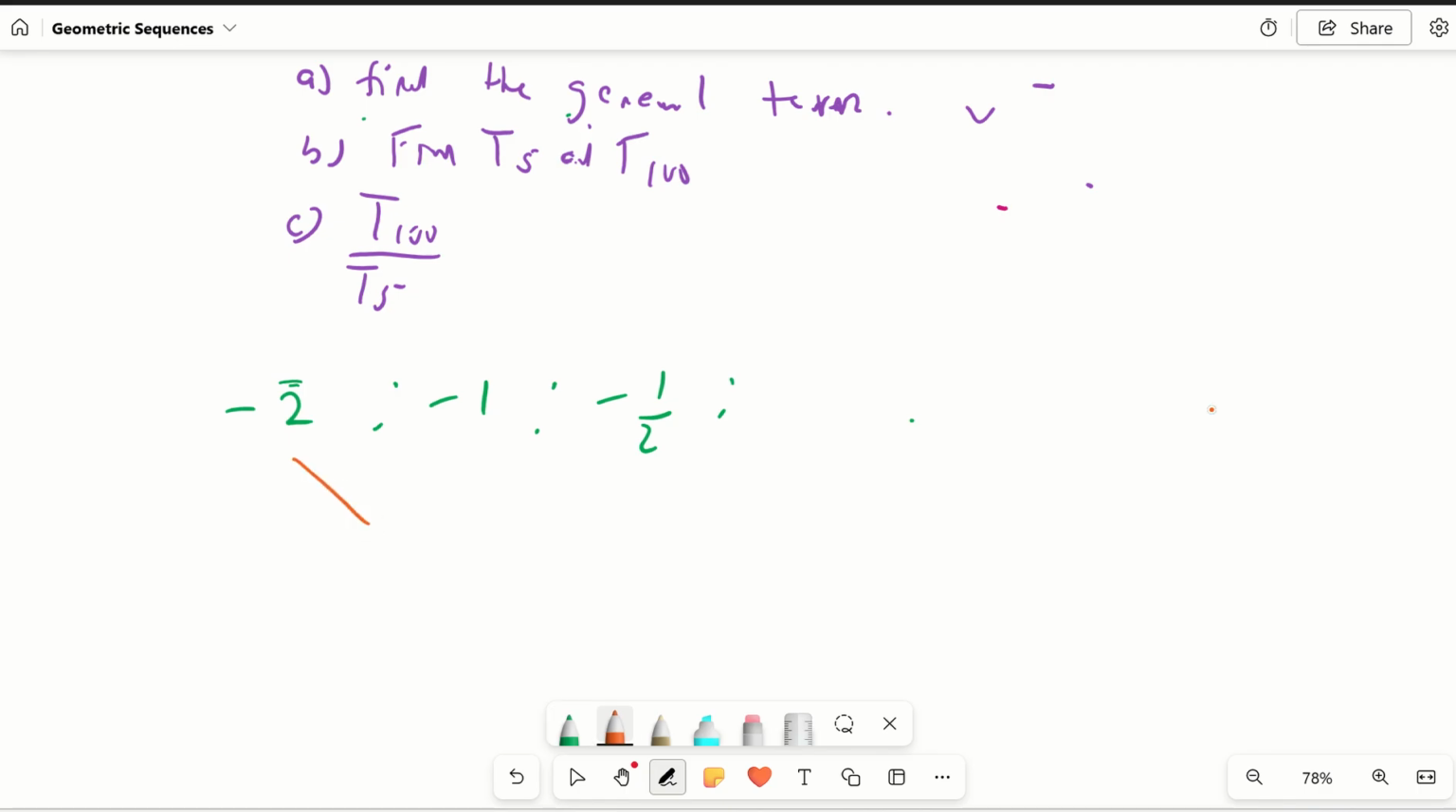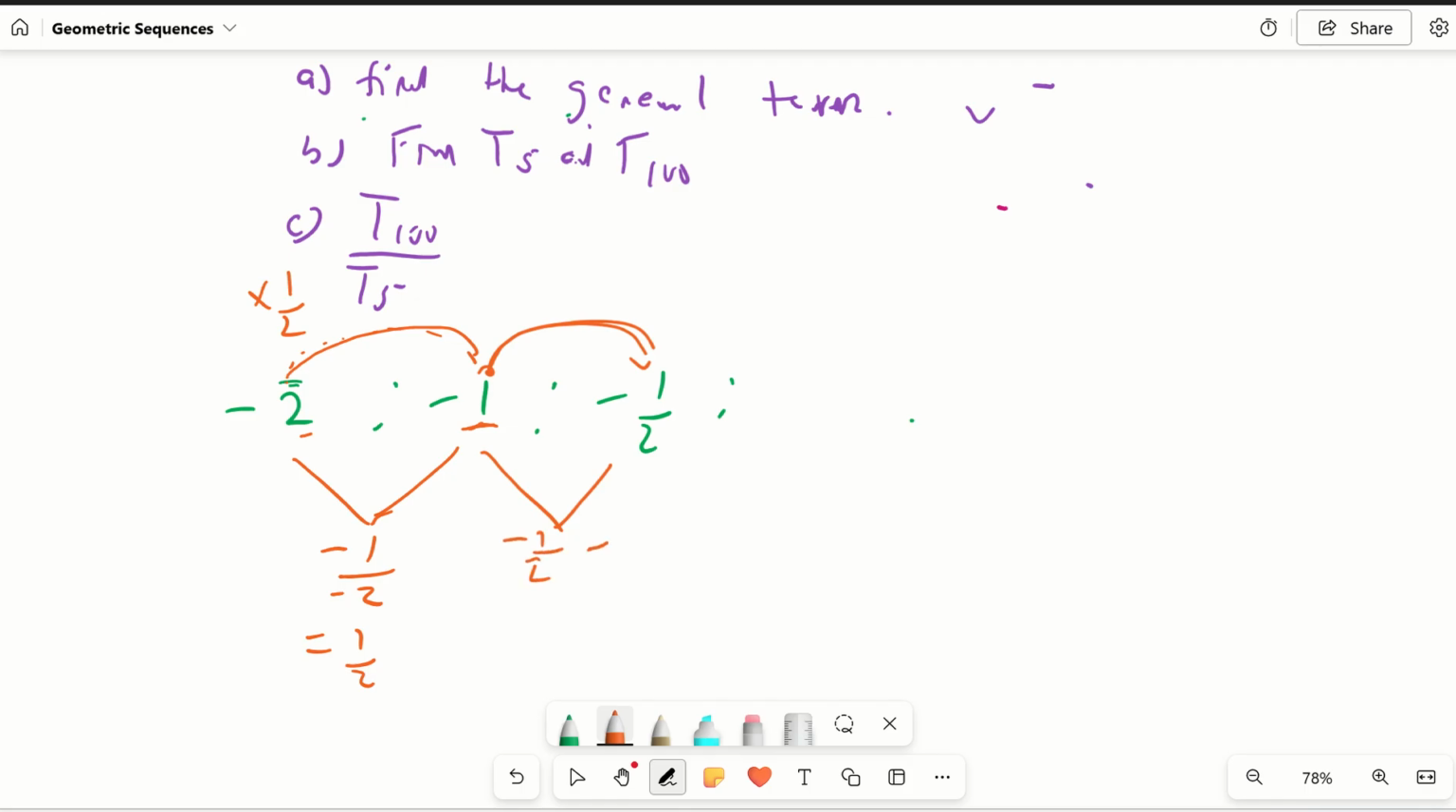If I want to know what they multiply -2 by to get -1, and if I'm not really good at mental maths, I could calculate: the next number divided by the previous number. -1 divided by -2 gives me 1/2. So they multiplied by 1/2 to get to the next. Let's see what they multiply -1 by to get -1/2. We go -1/2 divided by -1. It gives us an answer of 1/2. So therefore, the constant ratio is 1/2. Now you can conclude that this is indeed a geometric sequence.